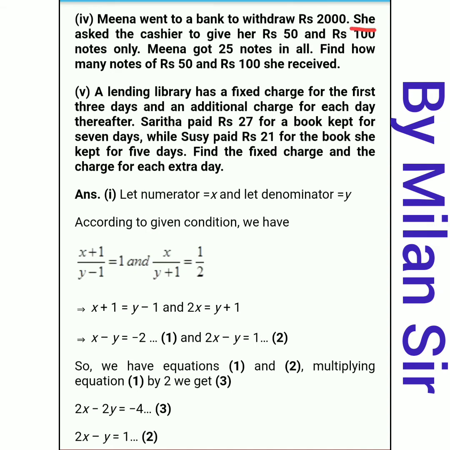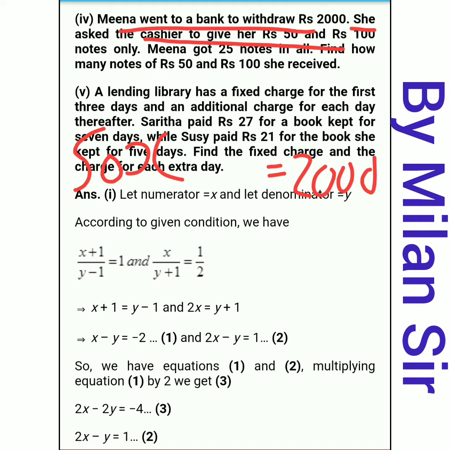She asked the cashier to give her rupees 50 and rupees 100 notes only, and Mina went to a bank to withdraw rupees 2000. So total rupees she withdraws is equal to 2000, right? Now number of 50 rupees notes is x, so total amount of 50 rupees notes is equal to 50x, right? If we have two notes of rupees 50, how many rupees do we have? 100, right? 50 into 2. So here 50 into x, because we have x number of notes. So total rupees is equal to 50 into x.